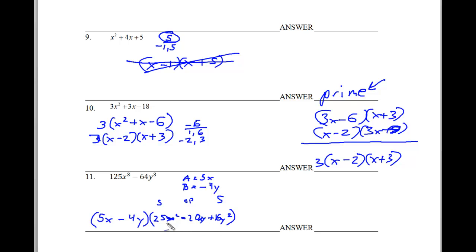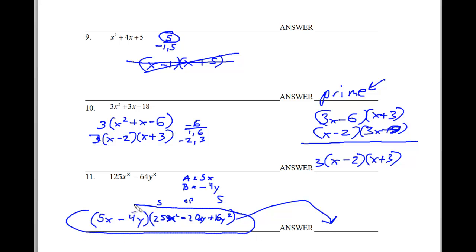I'm sorry that's so sloppy, and I apologize for my little light pen action here, but this is going to be 25x squared minus 20xy plus 16y squared. So my final answer is this whole set here: the binomial 5x minus 4y and the trinomial 25x squared minus 20xy plus 16y squared.